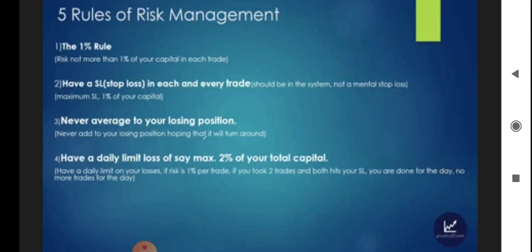So that is why always have a daily loss limit. It can be 1% of your capital, 2% or maximum 3%. My advice is don't go beyond 3. 2 is better.